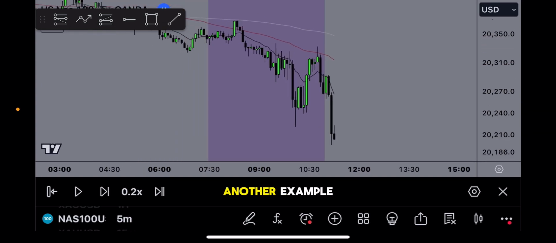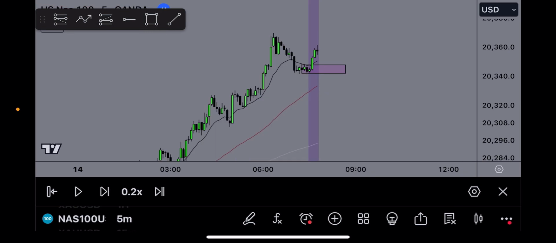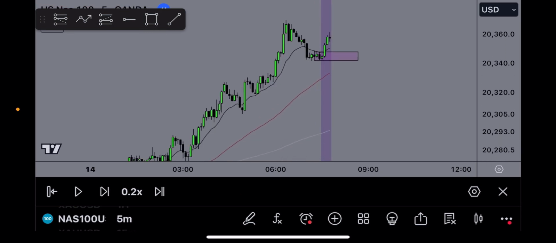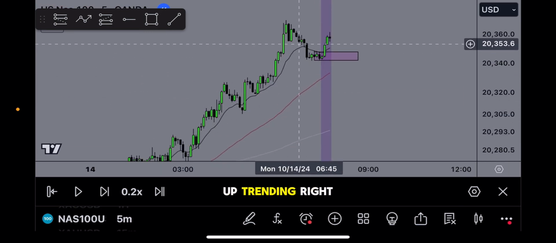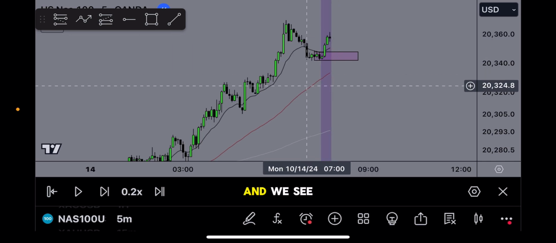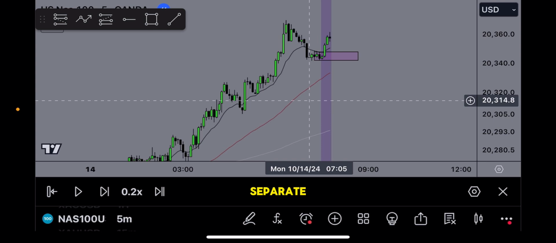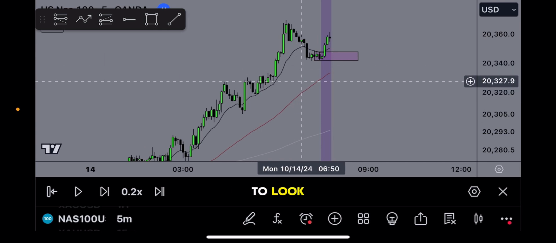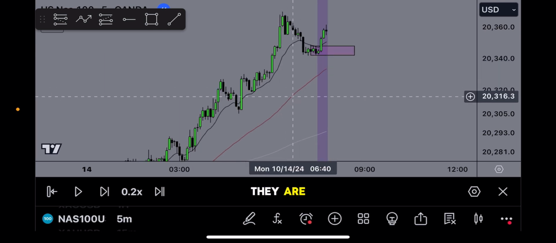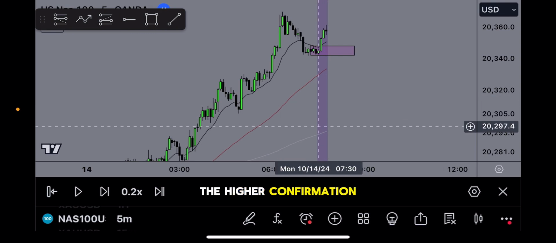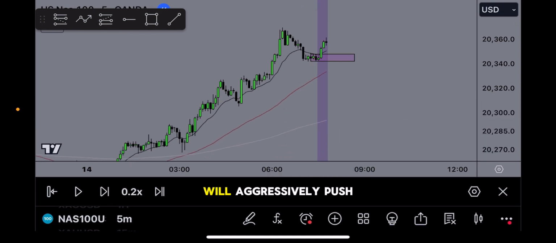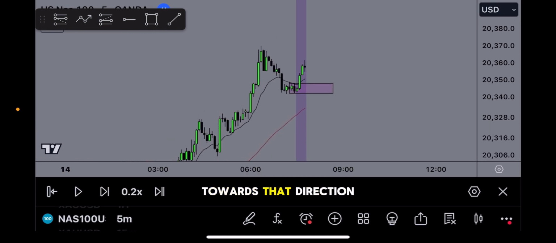Let's go to another example. In this example, we see price uptrending, right? And we see the 3 MAs are under price, separate. And this is how we want the 3 MAs to look. The more separate they are, the higher confirmation, the momentum will aggressively push towards that direction, right?